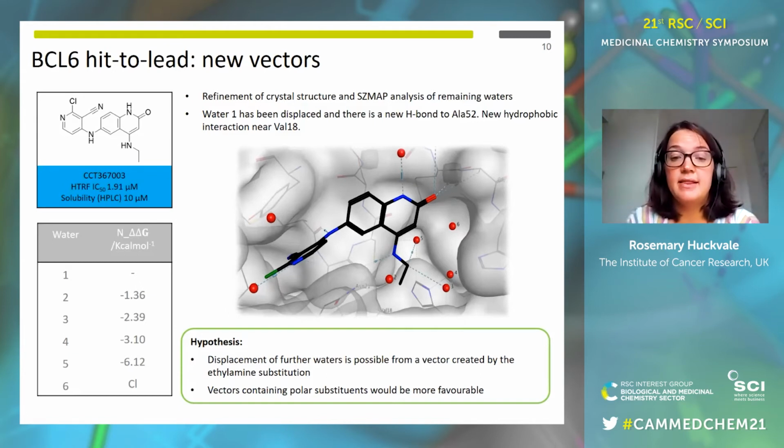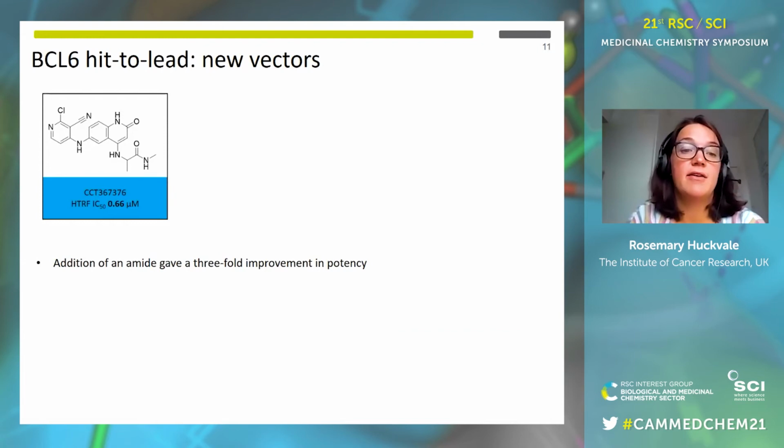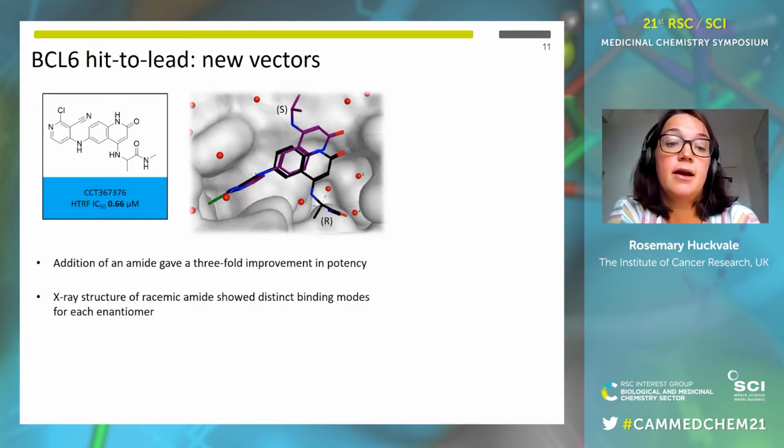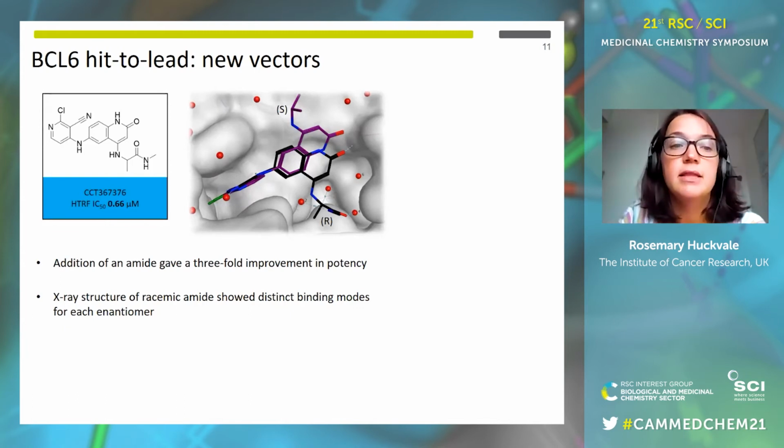Our hypothesis at this stage was that we could displace further waters from vectors created from the ethylamine substitution, and that our SHMAP analysis, which we reconducted, would suggest that polar substituents would be more favourable. So what we did then was to add an amide group in this position, and that gave us a 3-fold improvement in potency. The X-ray of this racemic amide showed distinct binding modes for each enantiomer, showing that the methyl group was important for anchoring the ligand in one conformation over another.